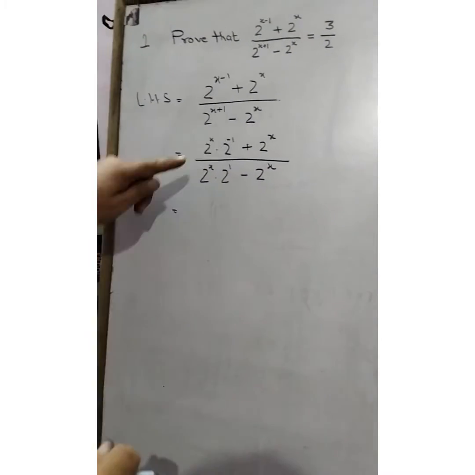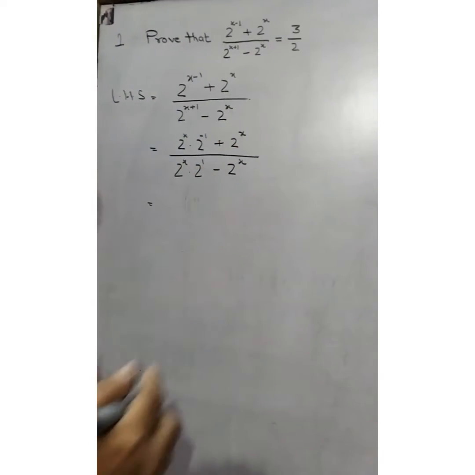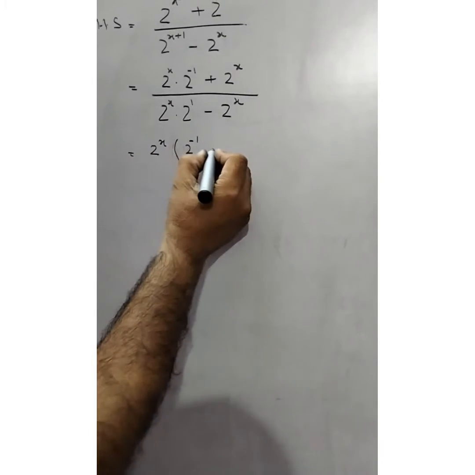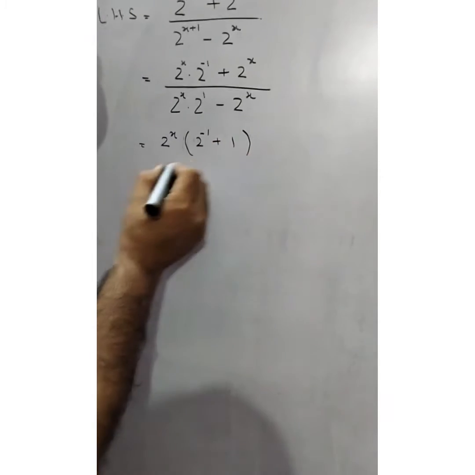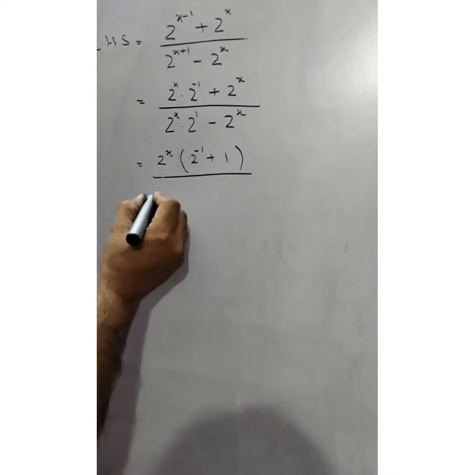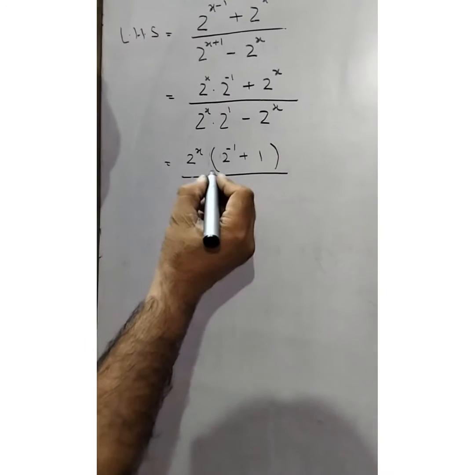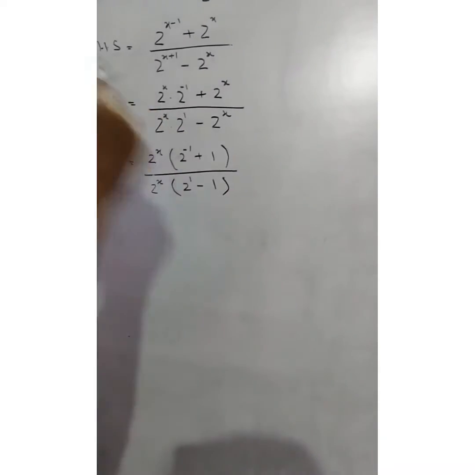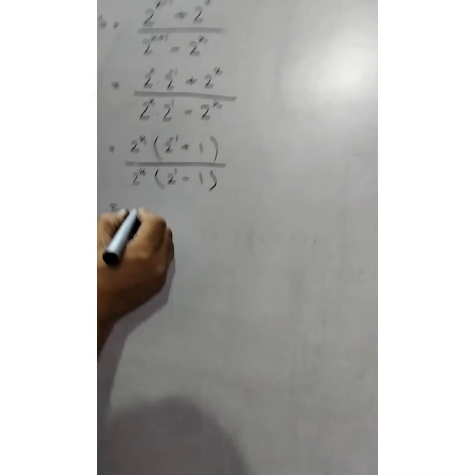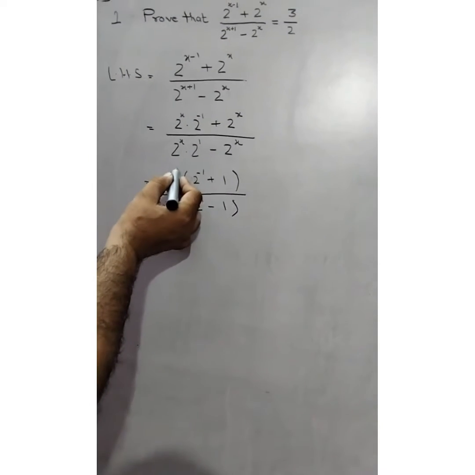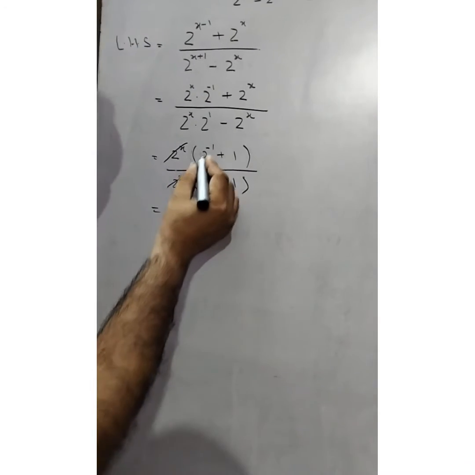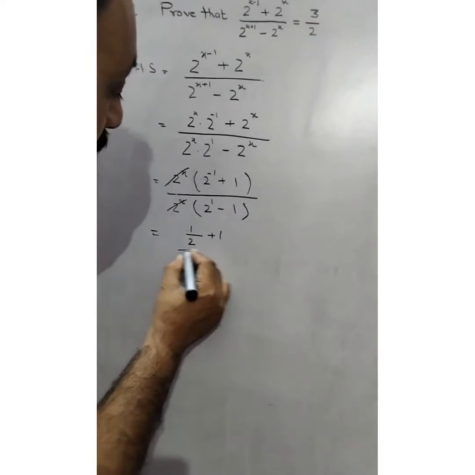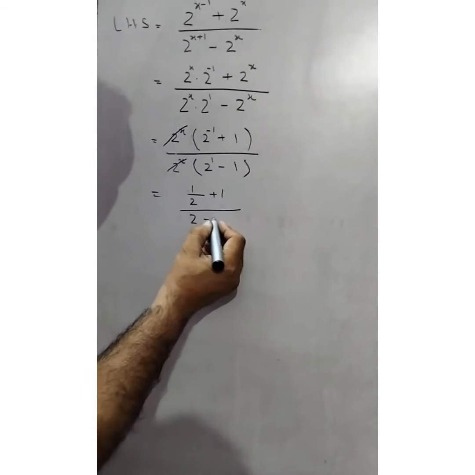Now taking 2^x common in the numerator, we get 2^(-1) plus 1. Similarly, we take 2^x common in the denominator, 2^1 minus 1. Now 2^x upon 2^x is cancelled. Here 2^(-1) we can write as 1 upon 2, plus 1, over 2^1 is 2, minus 1.